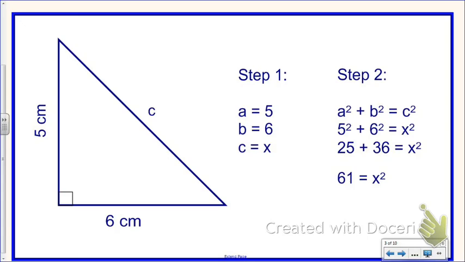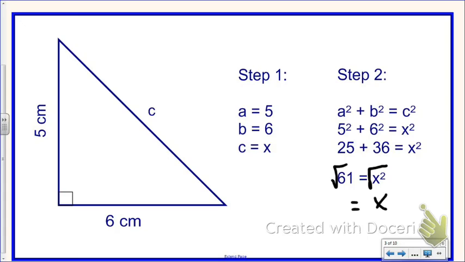Then you're going to take the numbers that you're squaring and go ahead and square them. So that turns into 25 plus 36 equals X squared. And then the last step, you're going to add those numbers together, so you've got X squared equals 61. And then if you remember, in order to get X by itself, you need to square root both sides. And so you're going to take the square root of both sides. And by doing that, the square root of X squared is X.